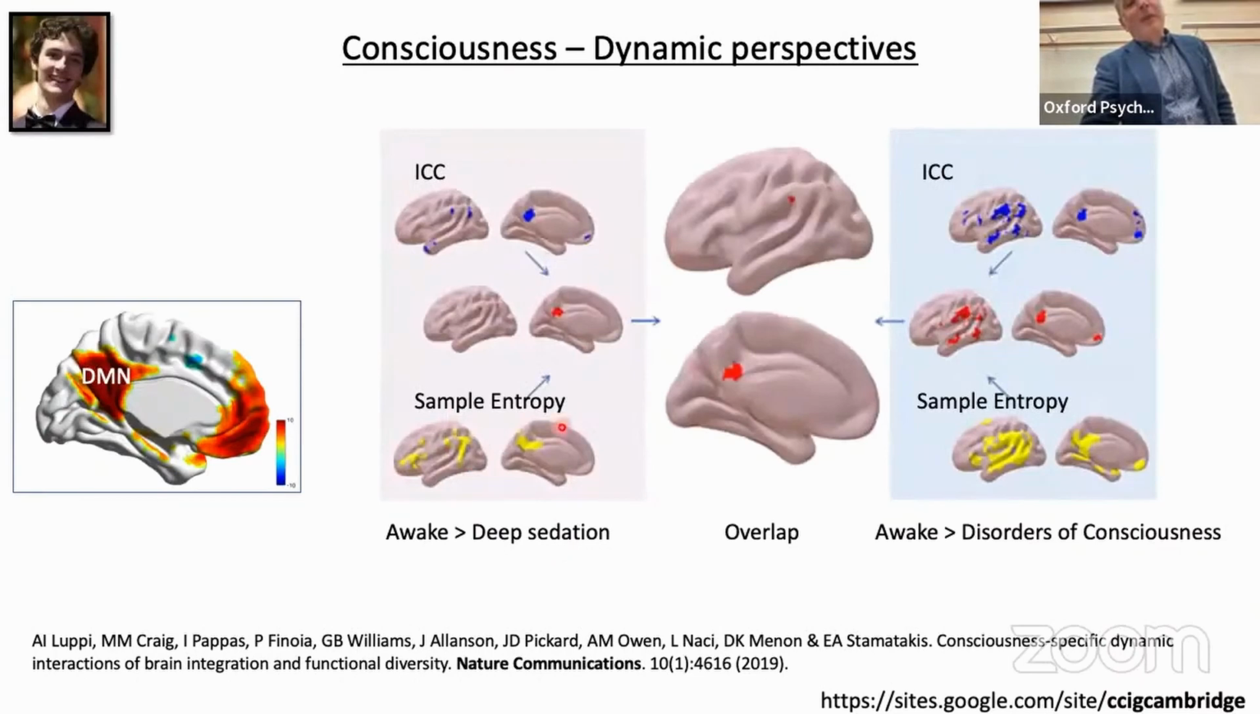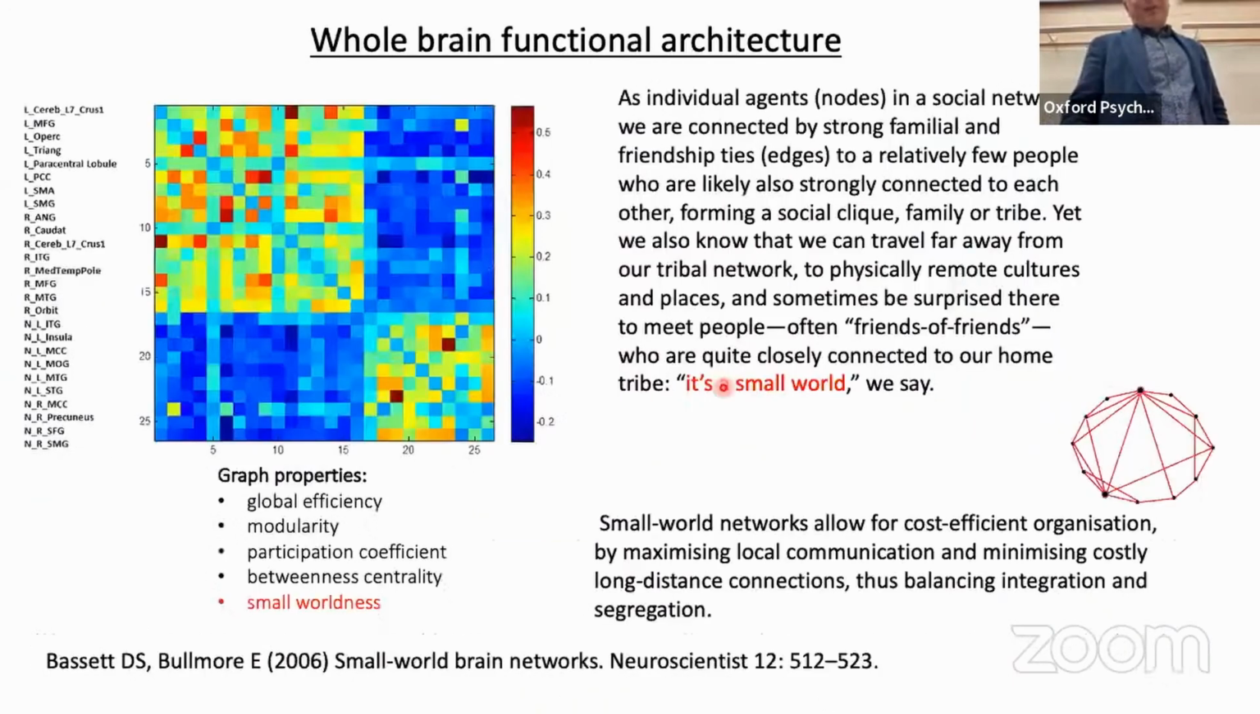And then he overlapped the two, and he found this area in the posterior DMN, in the posterior cingulate and precuneus areas. It spans both of these areas. And then he did the same for patients with disorders of consciousness, and he put the two together, and the overlap between everything was in the posterior DMN, telling us that the posterior DMN is important for consciousness.